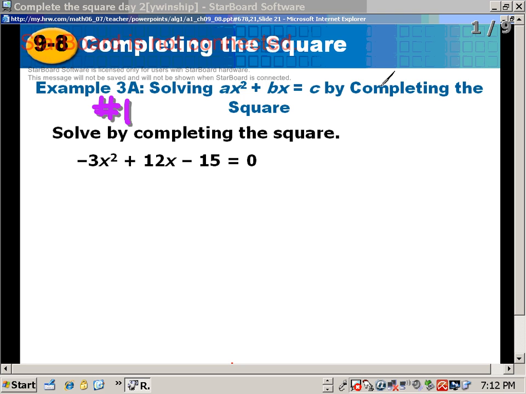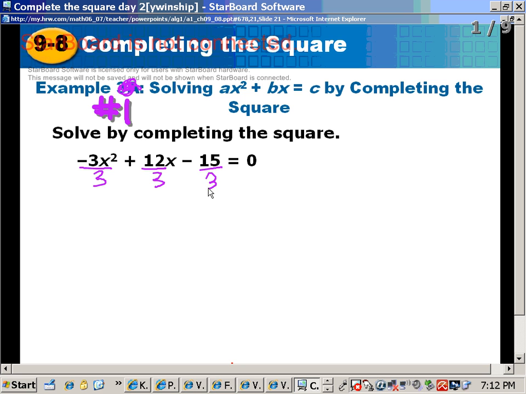All right, let's start off with number 1. Just ignore the number and look at my purple numbers here. For example 1, I notice there's a 3 in the front, so I need to divide everybody by 3. You can do that first or second, whichever you like. I'm going to divide by -3. That gives me x squared minus 4x plus 5 equals 0.